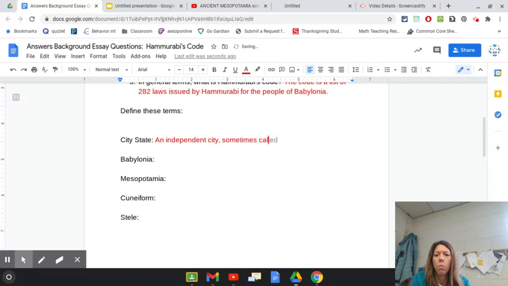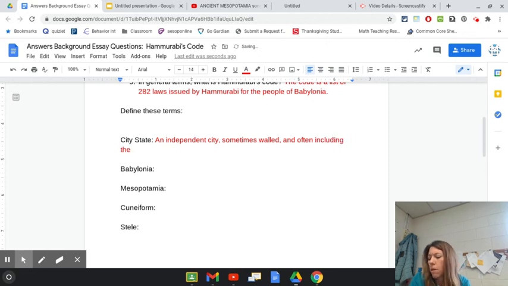sometimes walled, and often including the territory around it. Okay, so it's an area that people live and oftentimes was walled to keep people out. Outside of the walls would have been the farmland, which you know from drawing your cities last week.